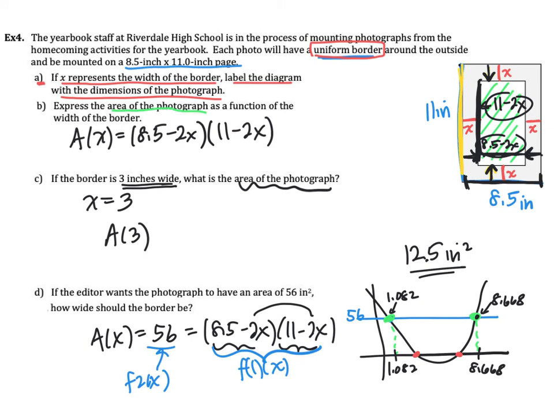It says how wide should the border be? So obviously this one is a little bit bigger than 1 inch. This is almost over 8.5 inches. So can we have a border that big when the entire paper width is 8.5 inches? No. So the border would have to be 1.082 inches.